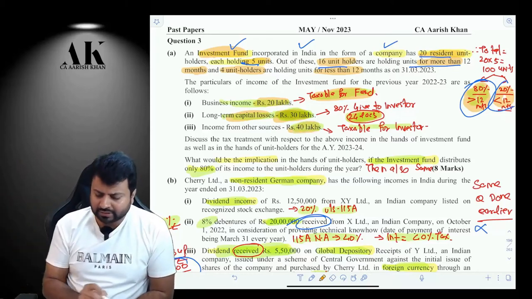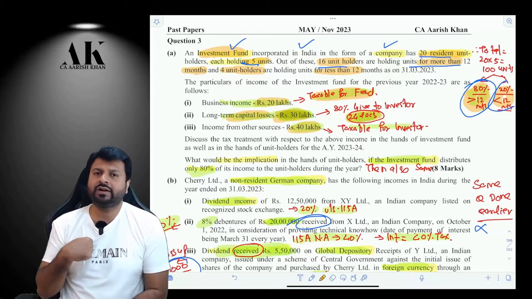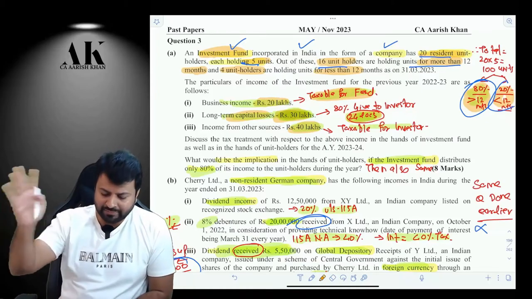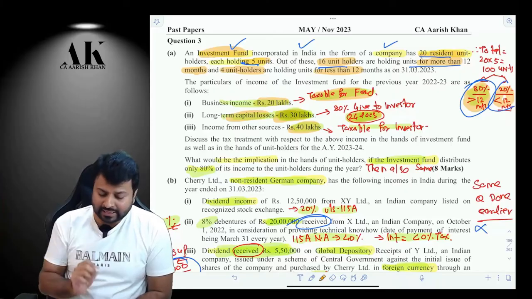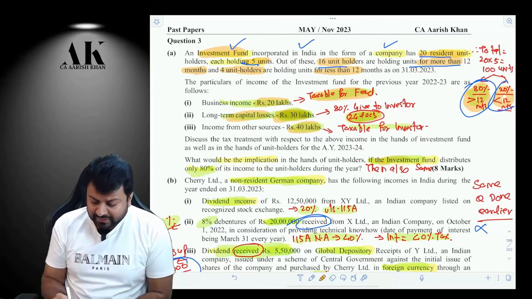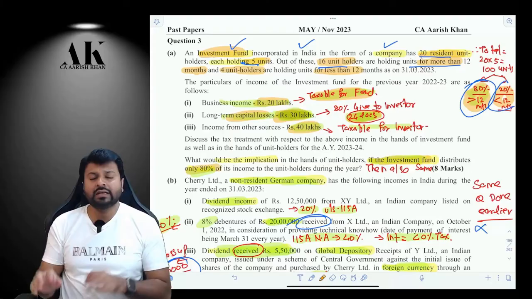Third one, income from other source. It is exempt in the hands of the fund. Fund will not pay tax on other source. Investor will pay tax on other source. Okay. Last line, they are asking one question. Will your answer change if the investment fund distributes only 80%? The answer will remain same.